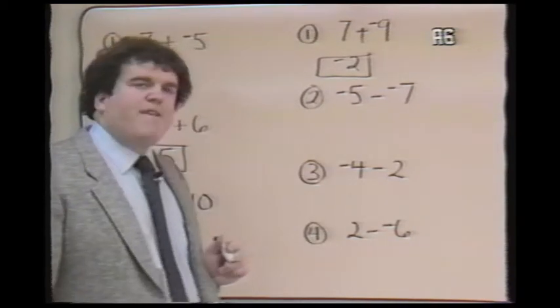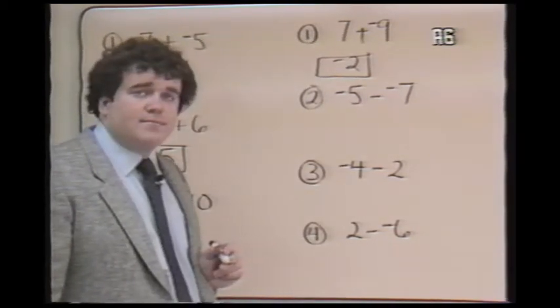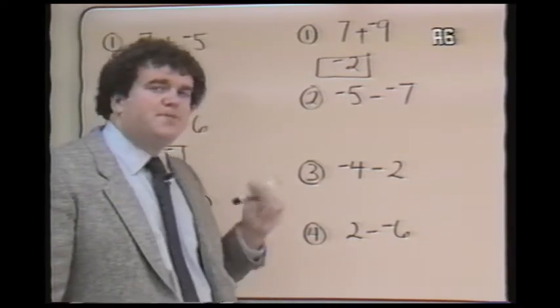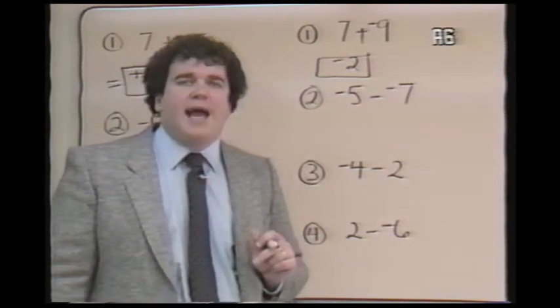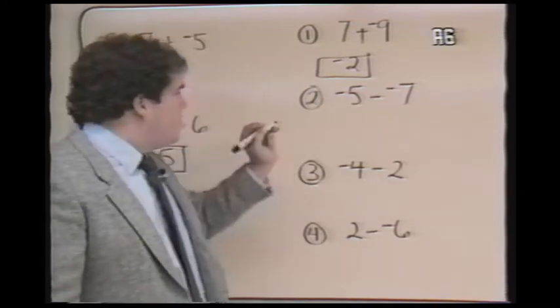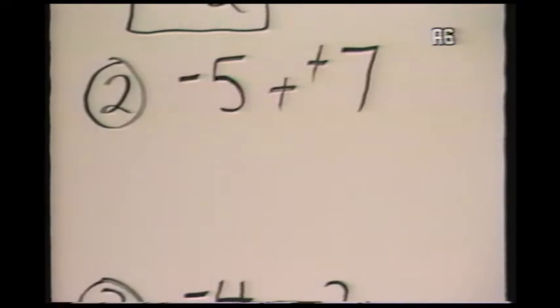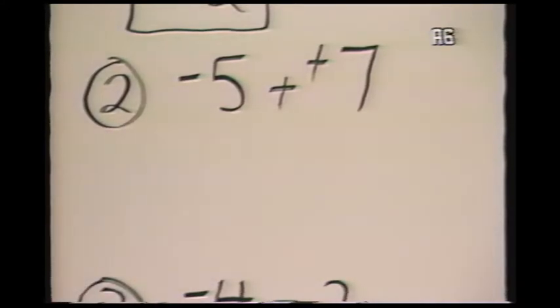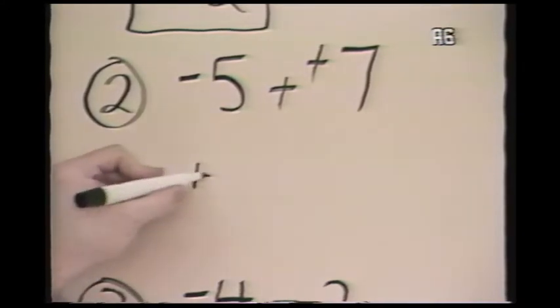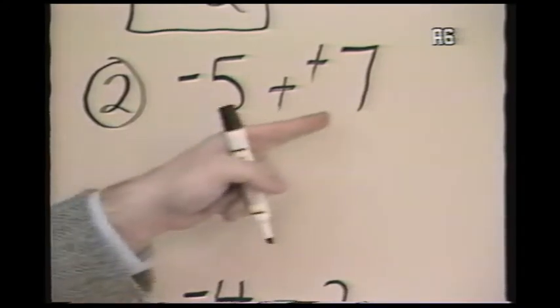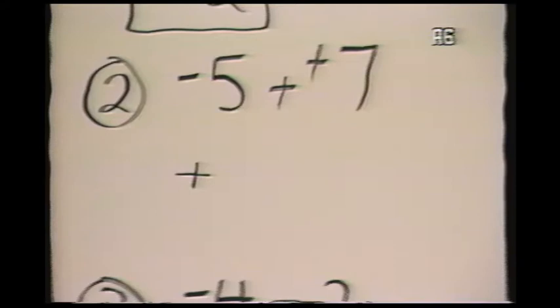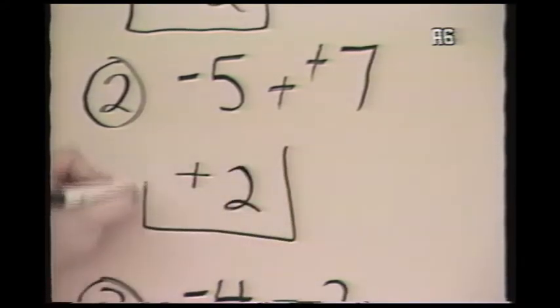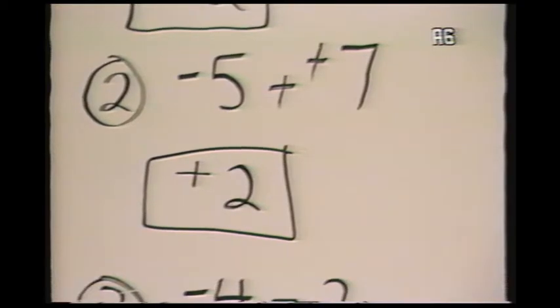Problem number 2, negative 5 minus negative 7. You know what? When you subtract a negative, it is the same as adding a positive. So I can take this and change these signs. Negative 5 minus negative 7 is the same as negative 5 plus 7. So adding these 2 numbers together, my answer will be positive. That number has the greater absolute value. I find their difference. I get positive 2, the answer.